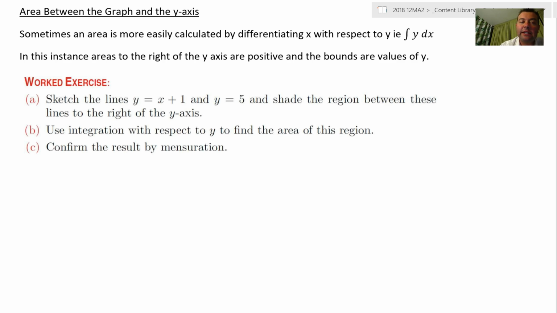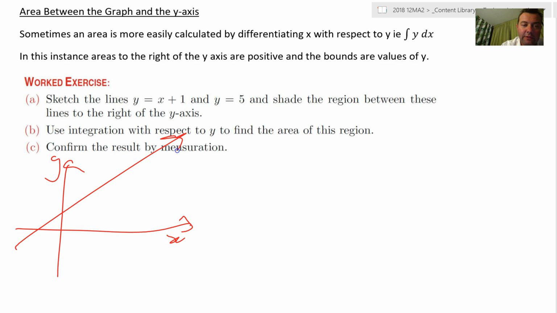Now, fortunately, we've got a nice, easy function here. Right, so x and y, y equals x plus 1. It looks something like this. There's -1, there's 1. Okay, and y equals 5 looks like this. So this point here is going to be 4, 5. This point here is going to be 5. And I, of course, am interested in this region in here. That's my region there. Okay, I've got a triangle. That's the area I'm trying to find.